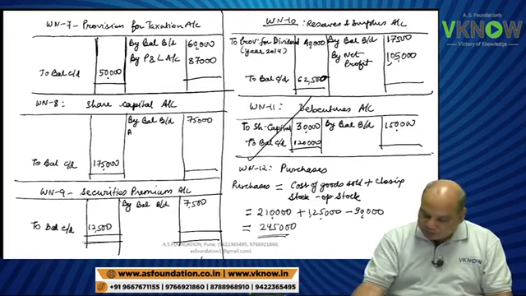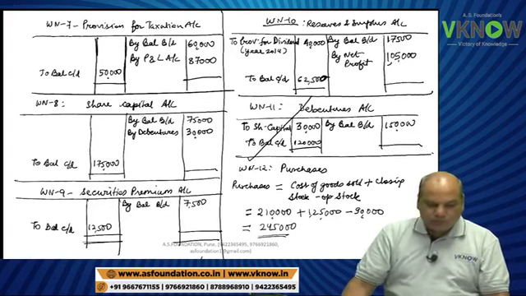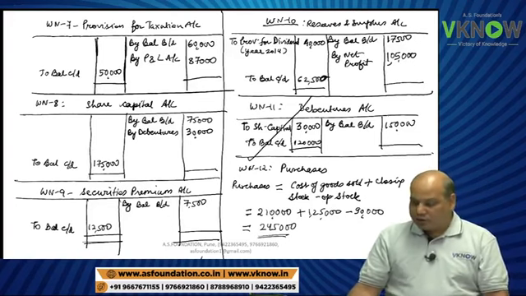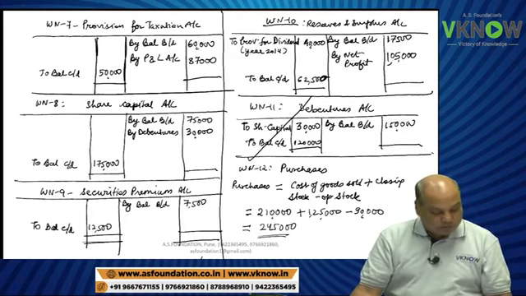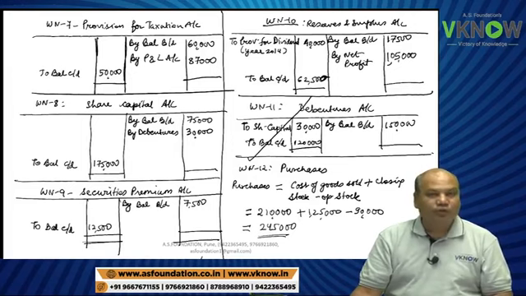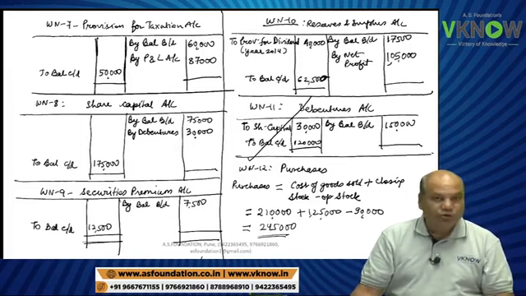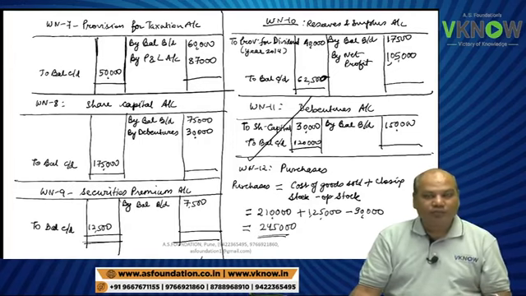Share capital account credit side, by debentures, 30,000. This will not be reflected in the cash flow statement. Point number C, company paid a dividend of 40,000. That we have done. Bonus share issued 20,000 during the year.